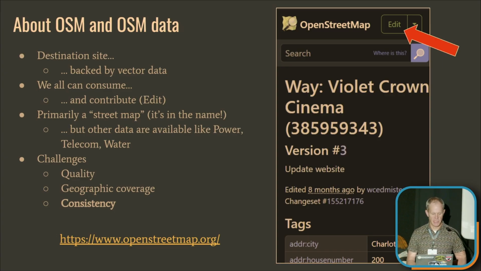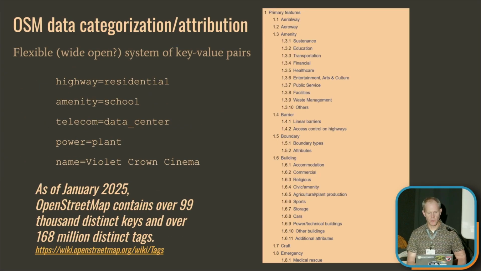Violet Crown Cinema has attribution. And I think in this space, perhaps many of you, but not all, are aware that OpenStreetMap is community sourced, right? So it's a two-way street. Their destination site supports editing. In fact, individually contributed and also organizationally contributed data are how OpenStreetMap has its data, right? So it's crowdsourced, if you will.